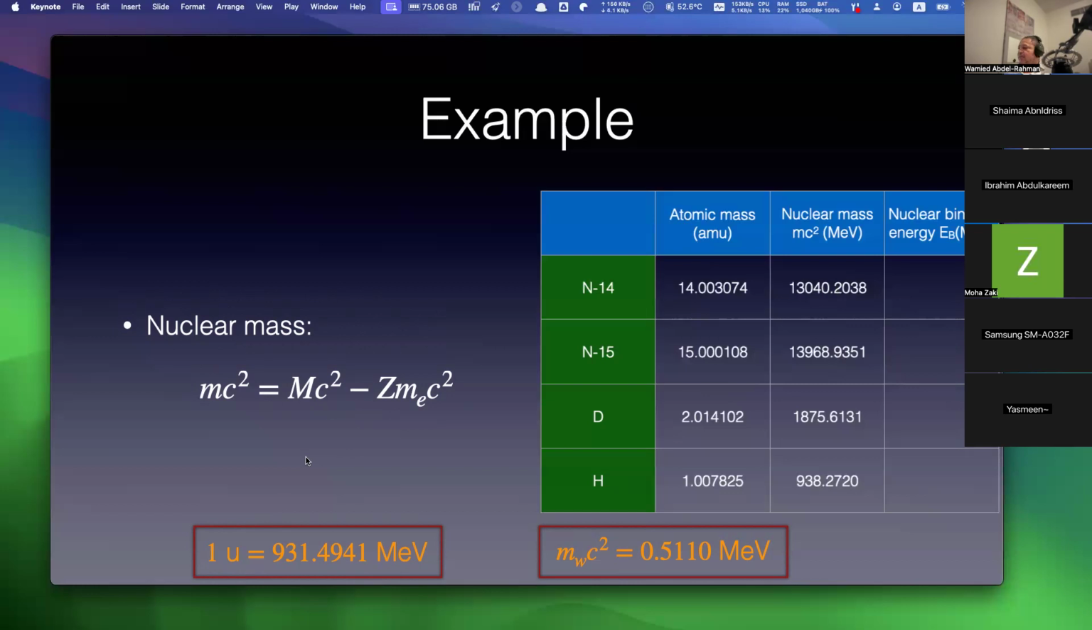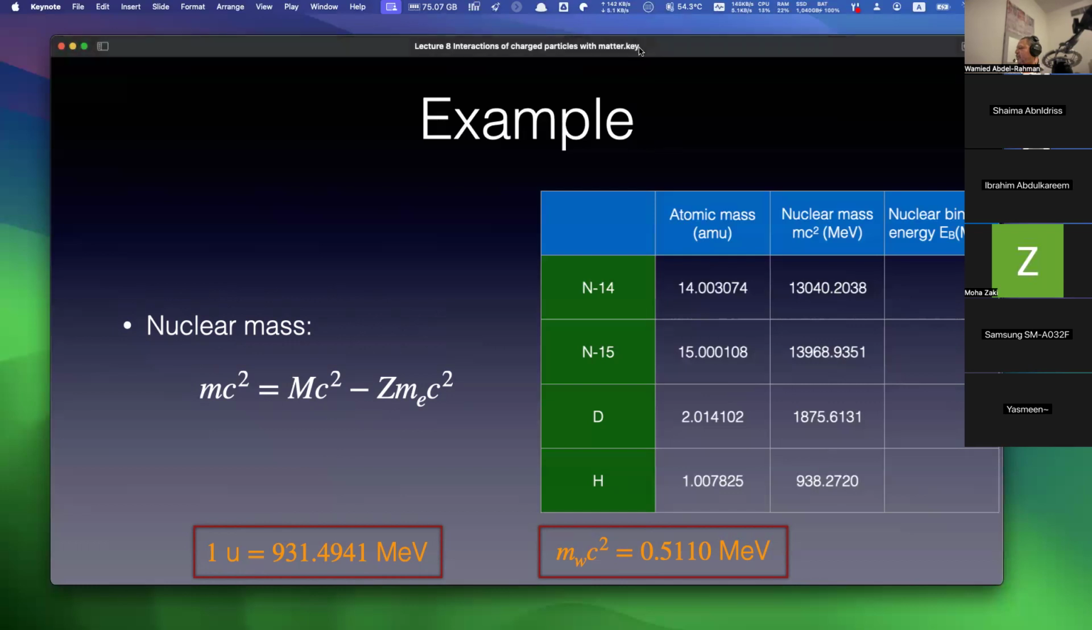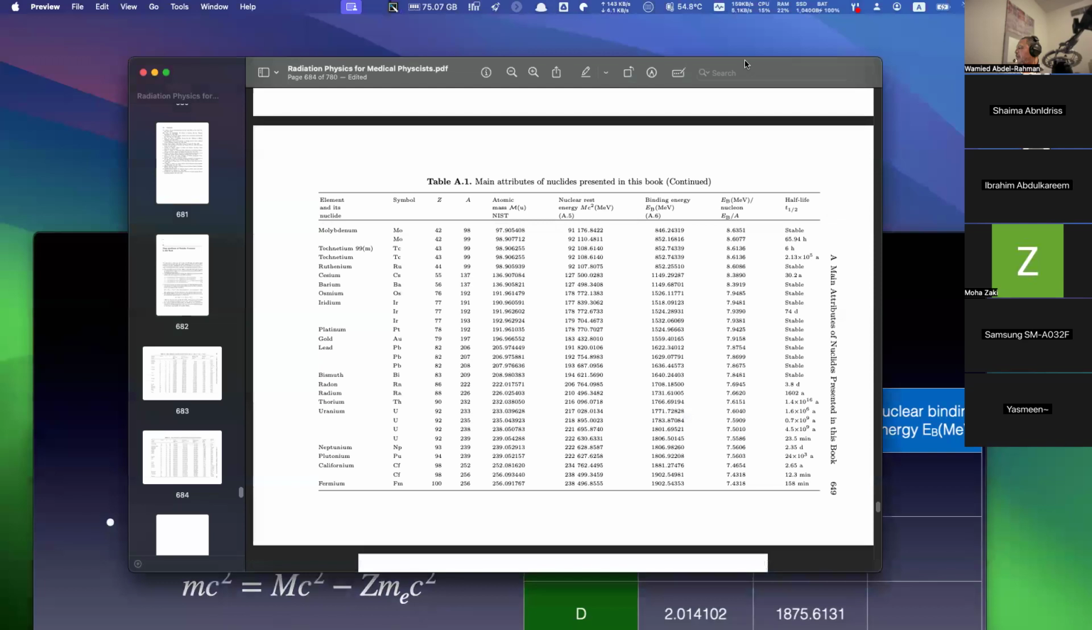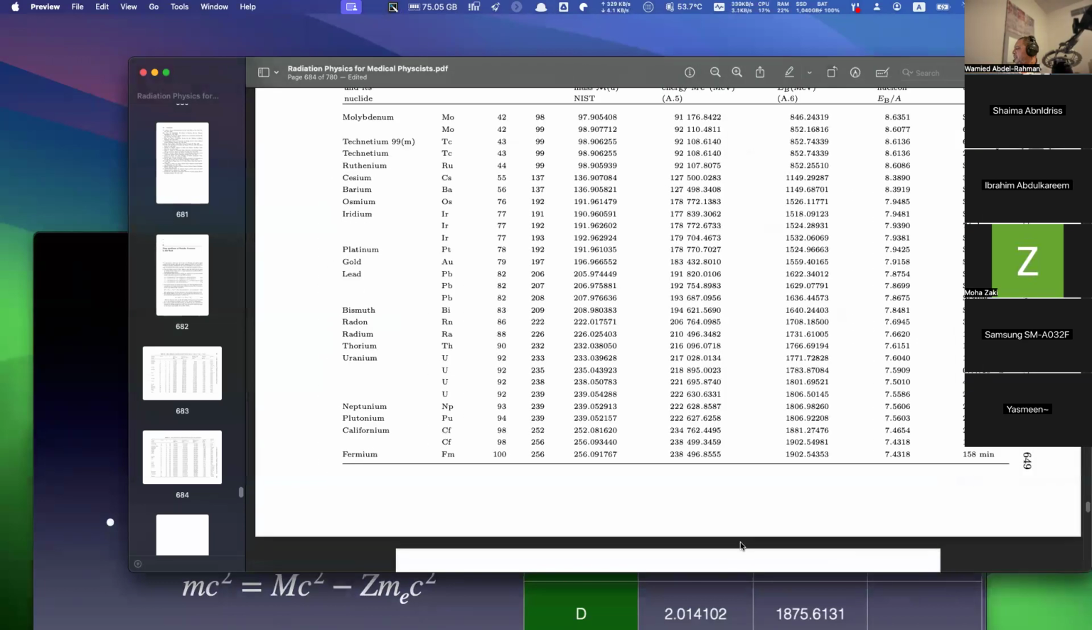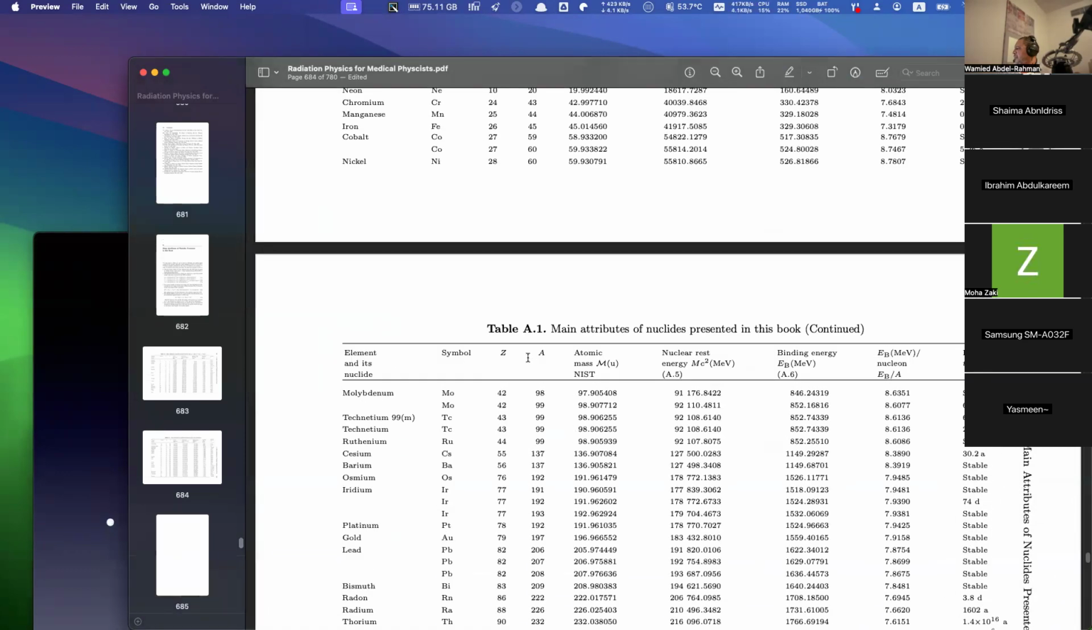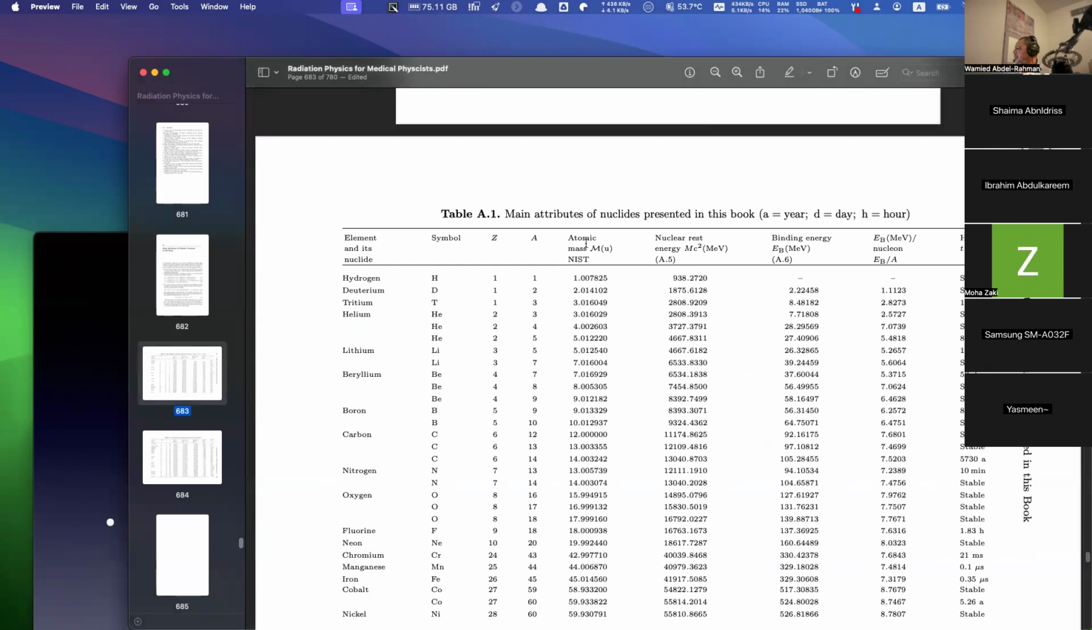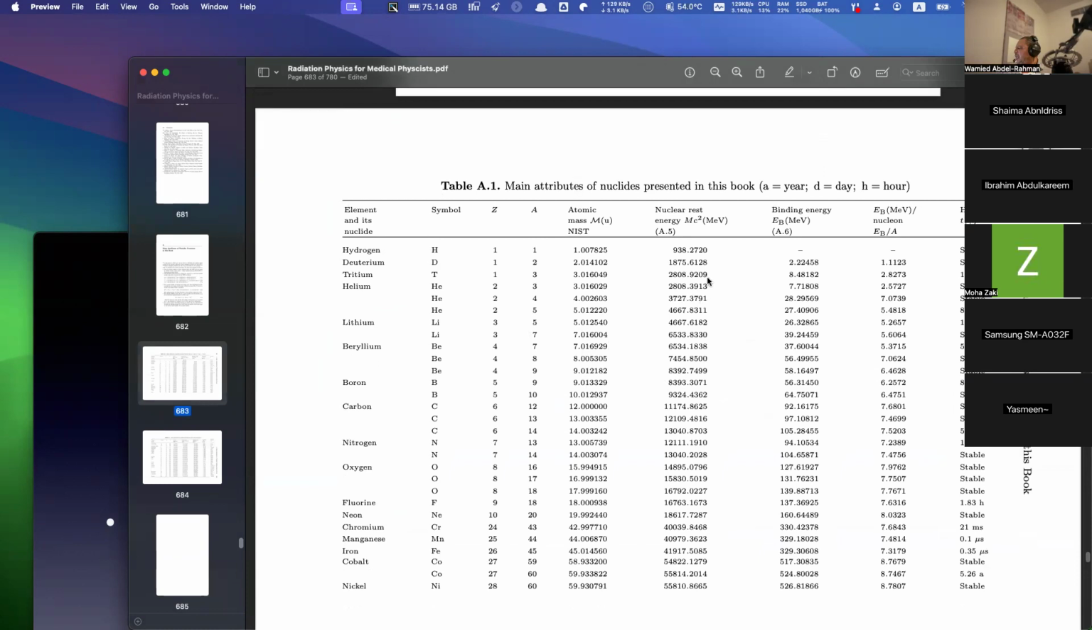Now, there are some tables available where they actually list the nuclear masses for these particles. Here is an example. I looked at a book from Dvorak. Here, for example, he has listed the atomic mass of the particles, as well as the nuclear mass of the particles. And this data, I believe, is calculated in the same way.